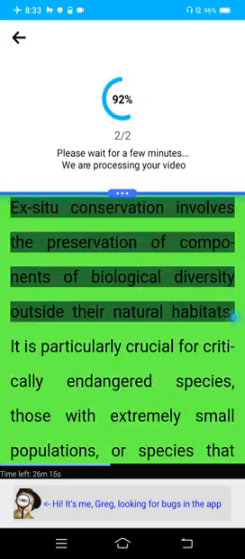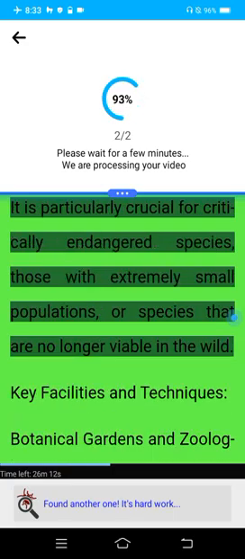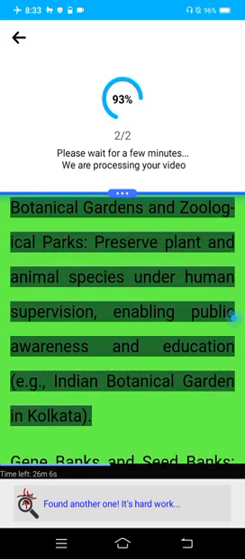2. Ex situ conservation. Ex situ conservation involves the preservation of components of biological diversity outside their natural habitats. It is particularly crucial for critically endangered species, those with extremely small populations, or species that are no longer viable in the wild. Key facilities and techniques.